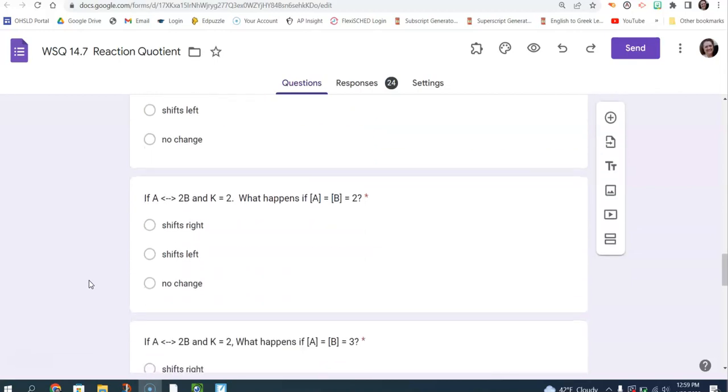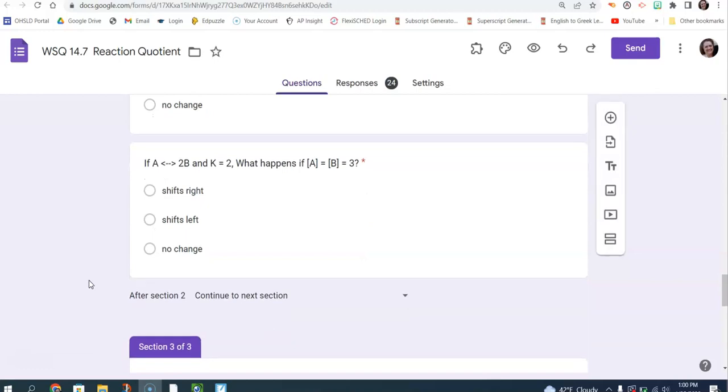So what if I do the next one? Again, Q is equal to B squared over A. So it's 2 squared over 2, which is 2. It's equal to K, isn't it? So you're already at equilibrium, so you don't have to do anything. You're at equilibrium. That's the equilibrium concentrations. Anything besides a 2 and a 2, you will not get equal to K.